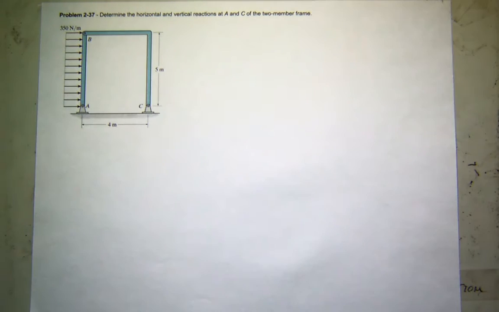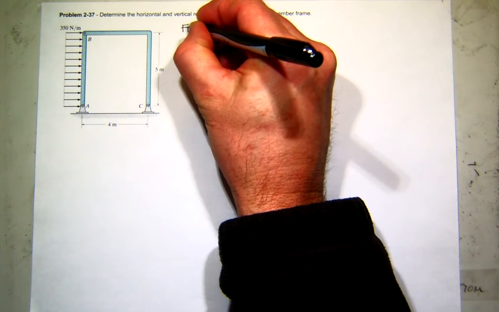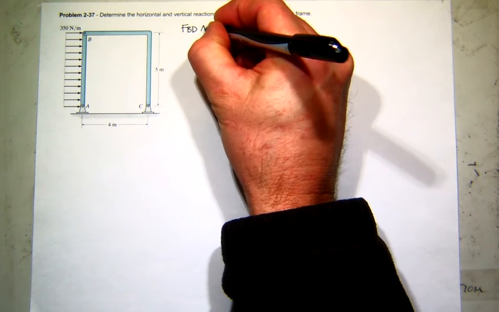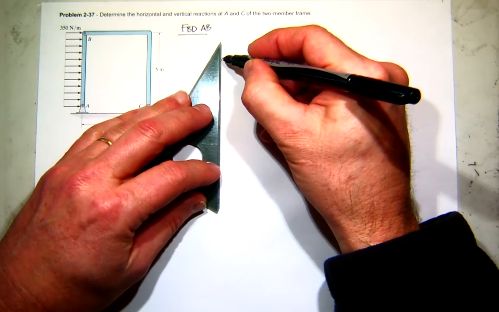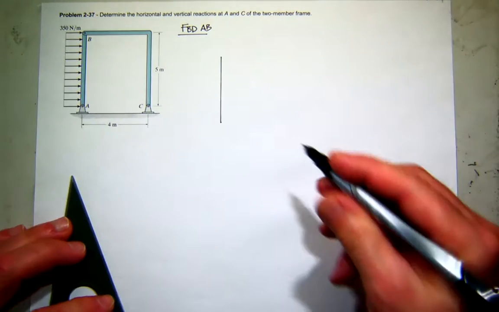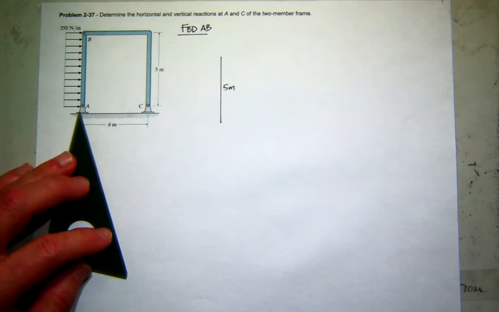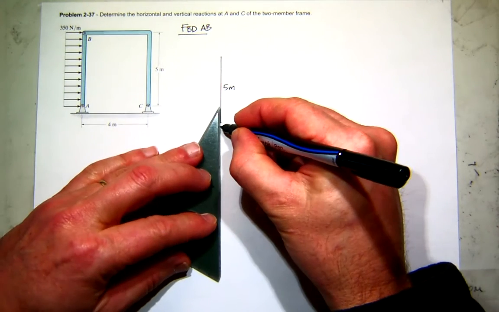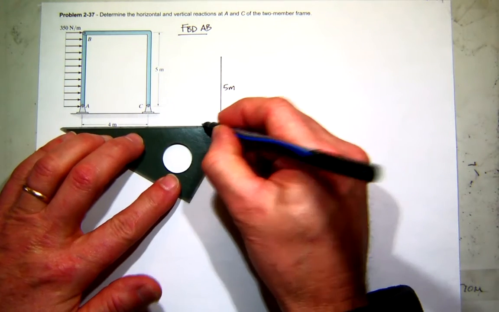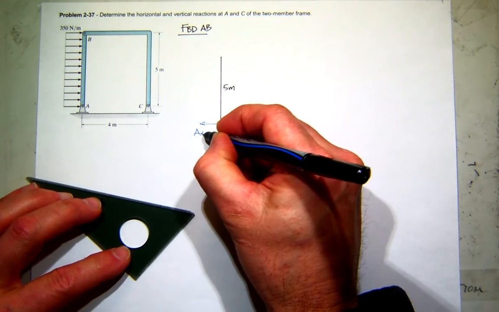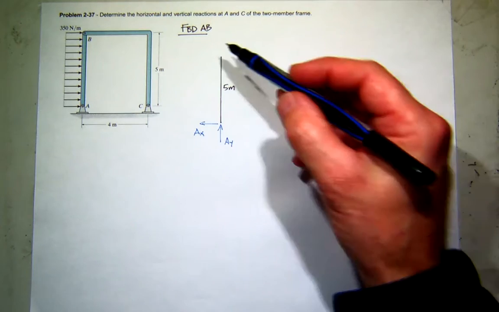So I'll start with, where should I put it? I think I'll do it up here. So this will be my free body diagram of, I'll call it AB. So I'll draw it. So there's AB. It is 5 meters tall. And at A, since it's a pin, I will assume I have a force AY and a force horizontally AX. Those are my assumptions.